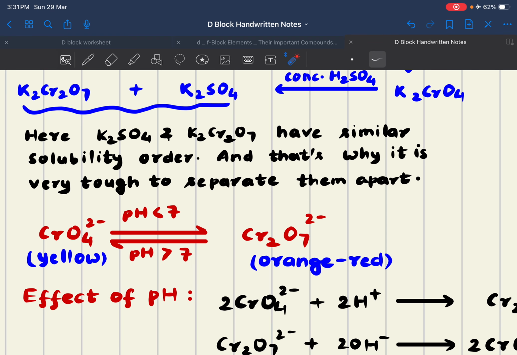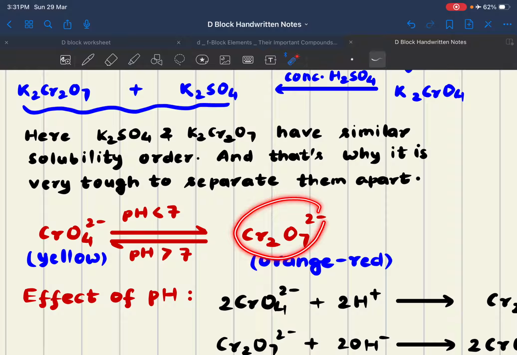I hope this part is very clear and I have written the key points very clearly, right? Now we will further discuss the characteristics of chromate and dichromate ions. The chromate ion is yellow. If you keep it in acidic medium, meaning its pH is less than 7, the chromate ion changes into Cr2O7 dichromate, whose color is orange-red.